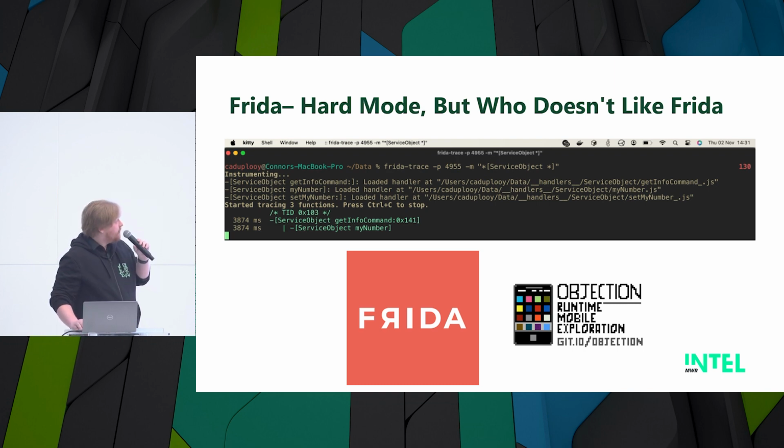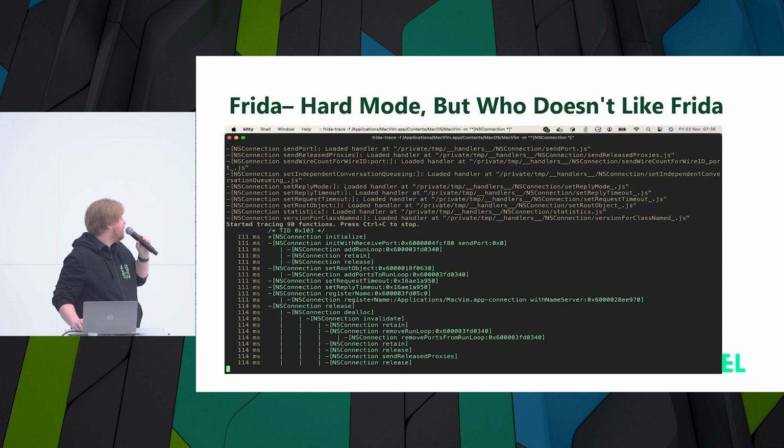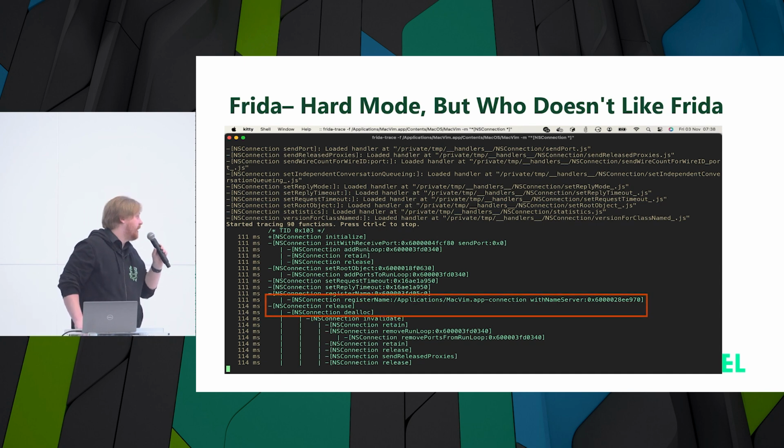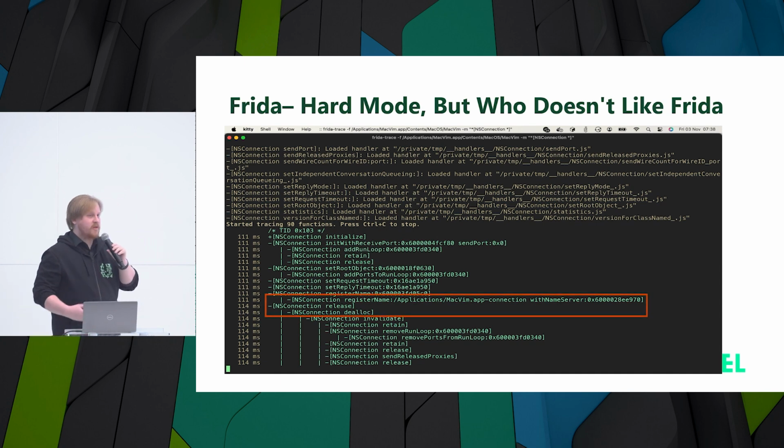So we've got 50% of the information we need. We still need the service object's name, or the service name. And we can get that also using Frida very easily. You can see there in the middle of the screen, right around the 111 millisecond mark, we have NSConnection registerName, Applications, MacVim.app connection. So that would be the server name, or what is equivalent to your IP and port pair.